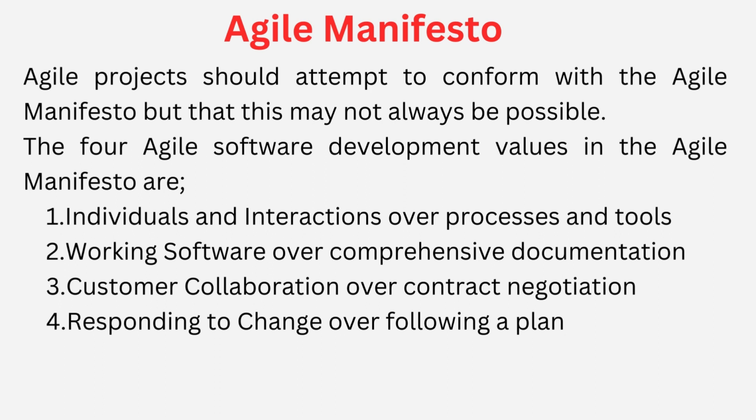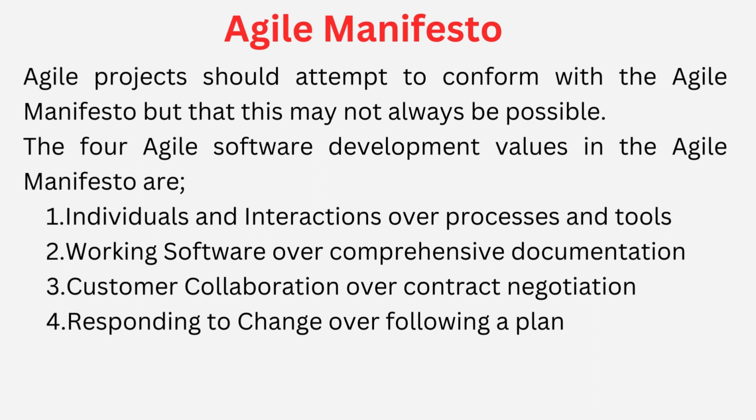The four Agile software development values in the Agile Manifesto are: number one, individuals and interactions over processes and tools, and then working software over comprehensive documentation, and then customer collaboration over contract negotiation, responding to change over following a plan. If you can really see, they are taking the drawbacks in the waterfall method, and they are promoting what we should focus on.